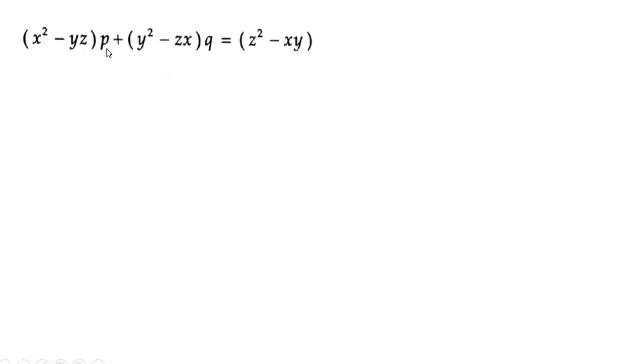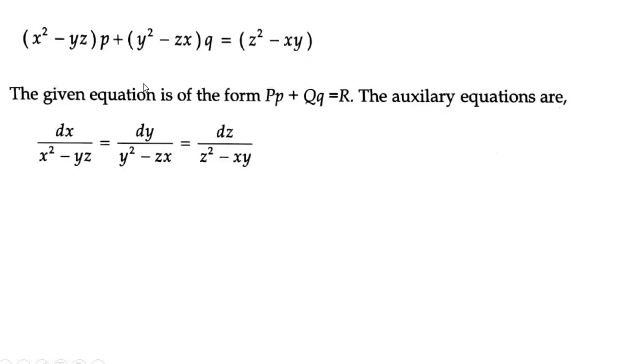(x square minus yz) into p plus (y square minus zx) into q equal to (z square minus xy). So this is your capital P, this is your capital Q, and this is your capital R. So write its auxiliary equation: dx by (x square minus yz), next dy by (y square minus zx), and dz by (z square minus xy). We have to write its auxiliary equation. Next, what we can do is we'll equate equivalently.